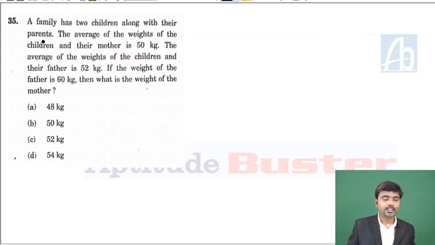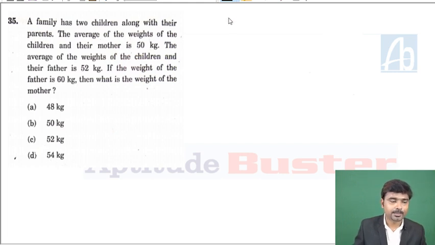In this question, we'll discuss easily. A family has 2 children along with the parents. The average weight of the children and their mother is 50 kg, right? The average weight of the children and their father is 52. Weight of the father is 60 kg. What's the weight of the mother?